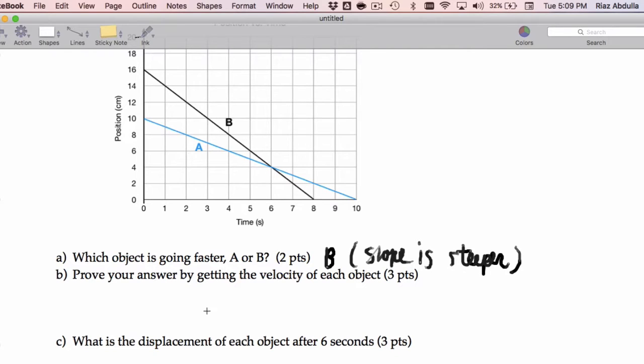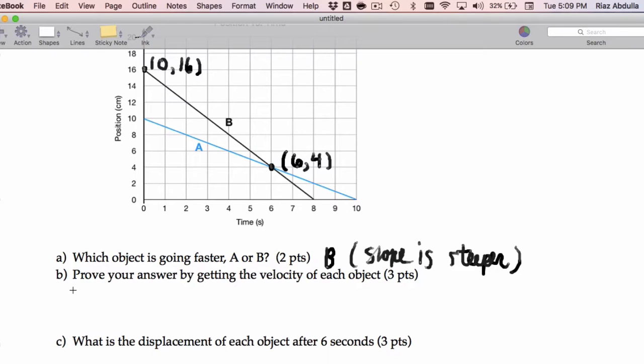What I will say is the way we're going to prove this is by getting the velocity of each object. So let's just be clear in our calculation. I see a lot of you doing rise over run calculations, and I'm worried that you're getting a little sloppy with your work. So the time coordinate is 6 and the position coordinate is 4. And then here the time coordinate is 0 and the position coordinate is 16.